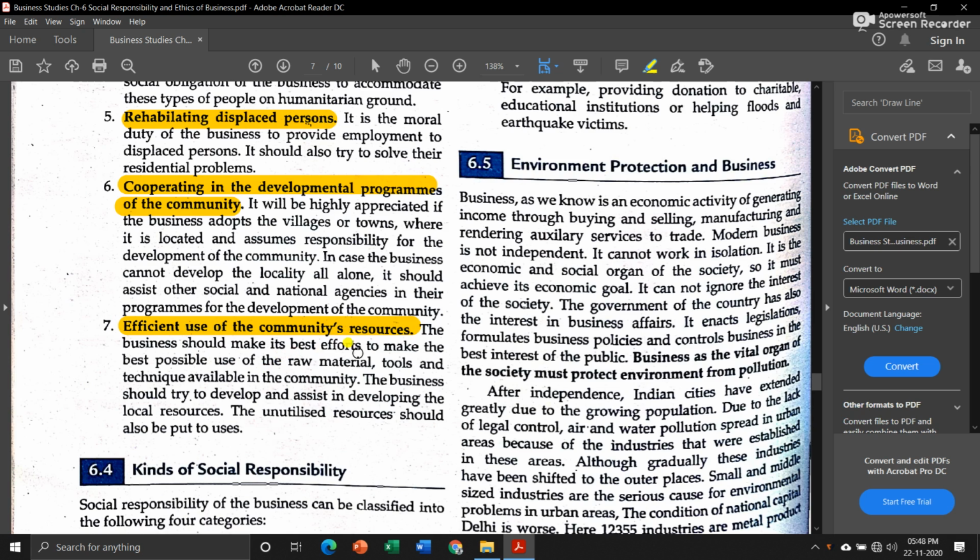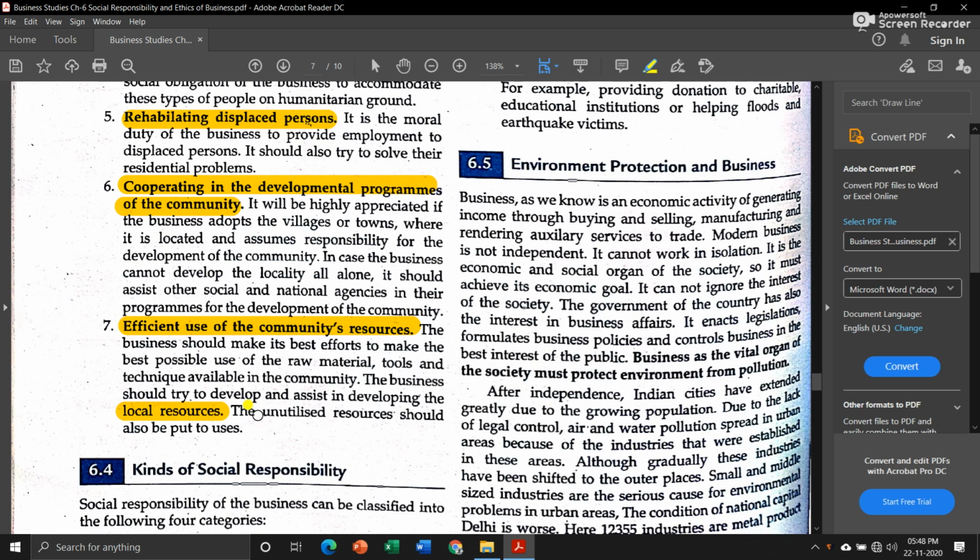The business should make its best efforts to make the best possible use of the raw material, tools and technique available in the community. The business should try to develop and assist in developing the local resources, means they should try to produce local resources and use those resources in their business. The unutilized resources should also be put to use, means if there is any particular resource available in a place which is not utilized by anyone, then the business should try to utilize those resources and try to help the community by purchasing those resources from there.